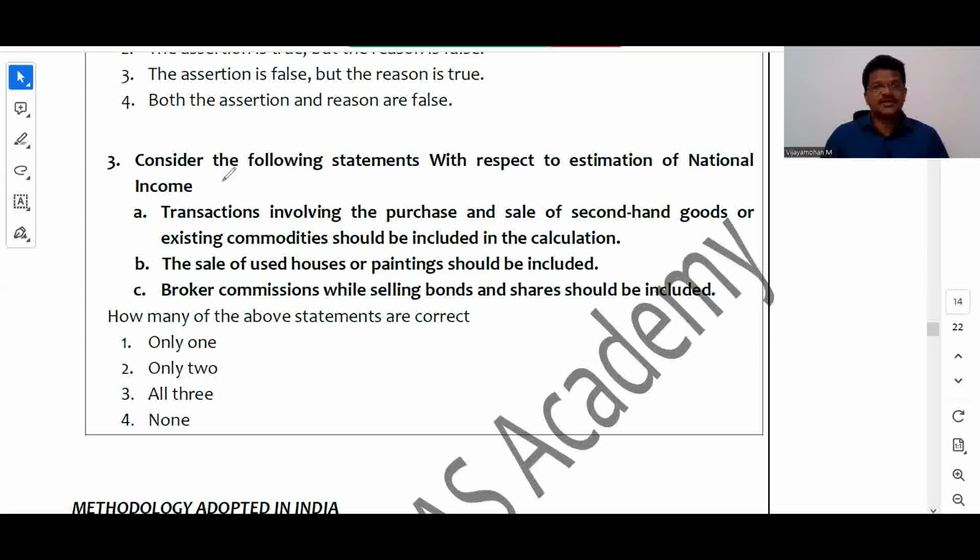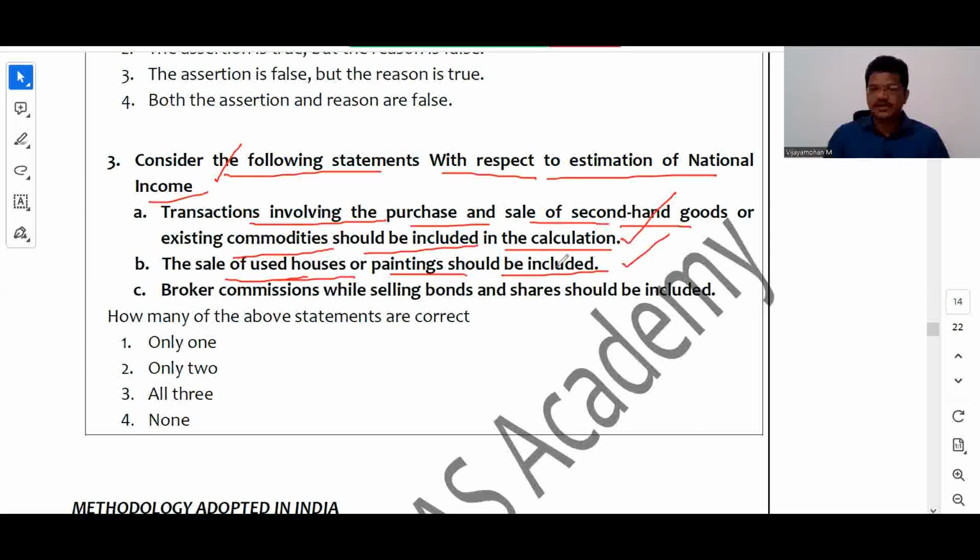Just see the third question. Consider the following statements with respect to estimation of national income. Transactions involving the purchase and sale of second-hand goods or existing commodities should be included in the calculation. Second statement, the sale of used houses or paintings should be included. Third statement, broker commissions while selling bonds and shares should be included. So how many of the above statements are correct? Only one statement, two statements, three statements, none.